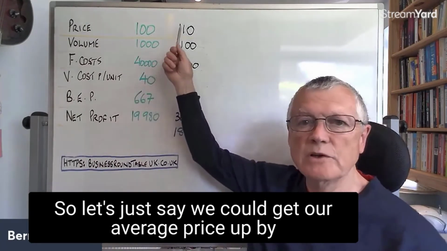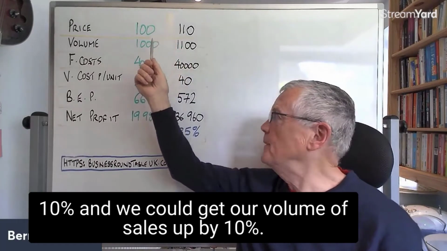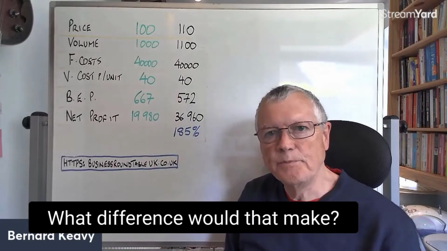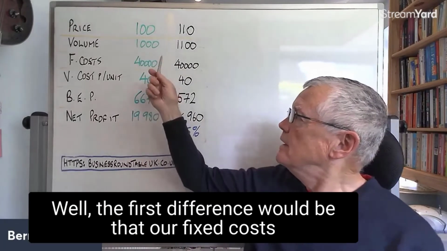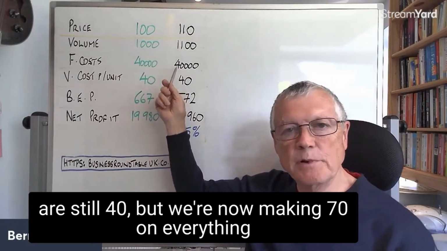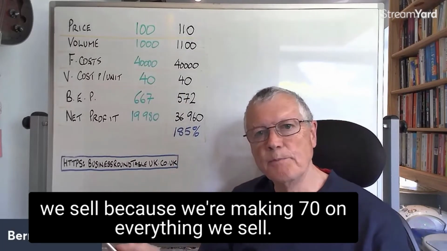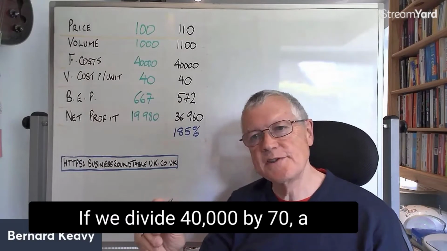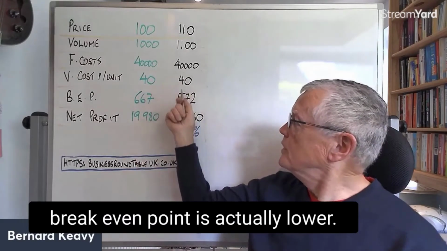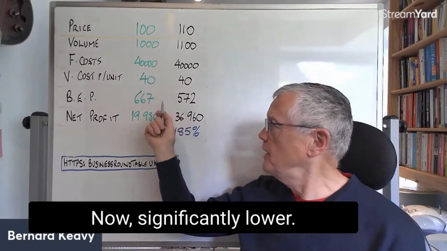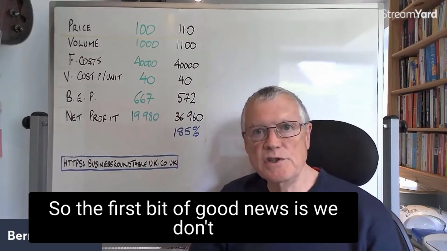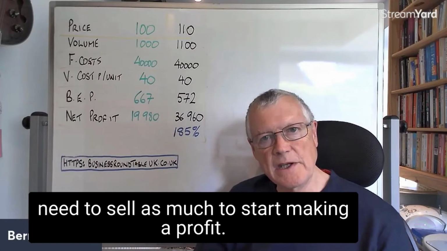So let's just say we could get our average price up by 10% and we could get our volume of sales up by 10%. What difference would that make? Well, the first difference would be that our fixed costs are still 40,000, but we're now making 70 on everything we sell. Because we're making 70 on everything we sell, if we divide 40,000 by 70, our break-even point is actually lower now, significantly lower. Instead of 667, it's now 572. So the first bit of good news is we don't need to sell as much to start making a profit.